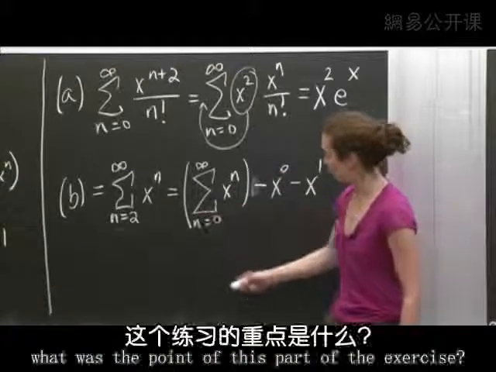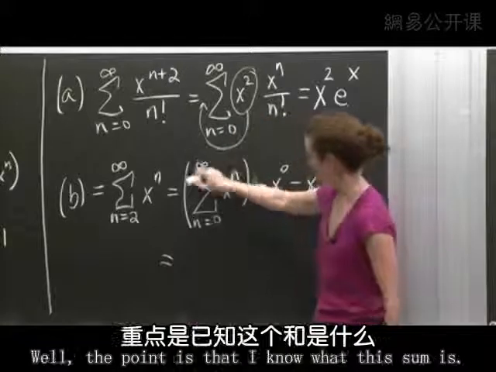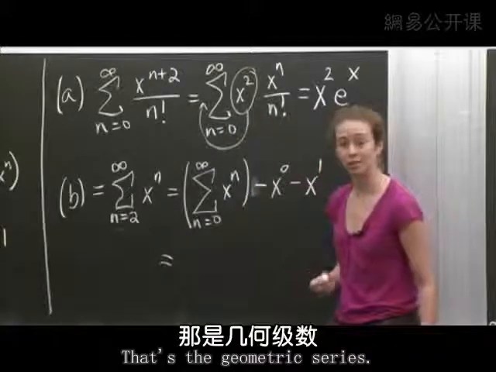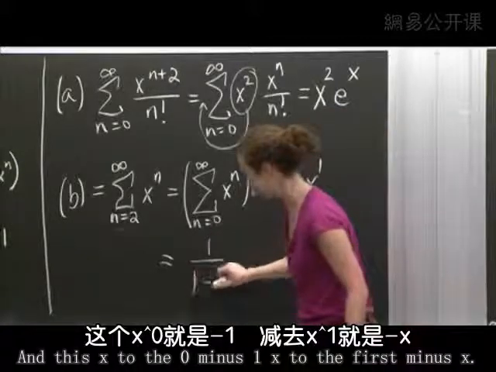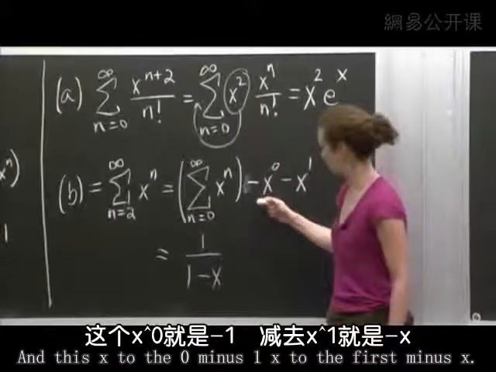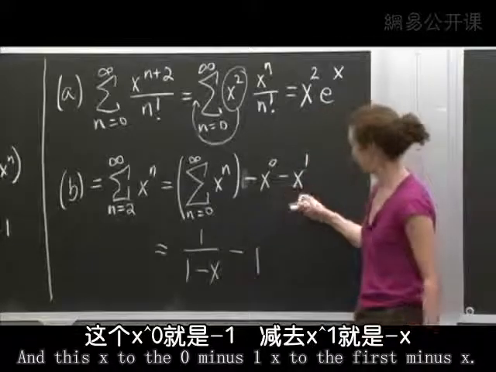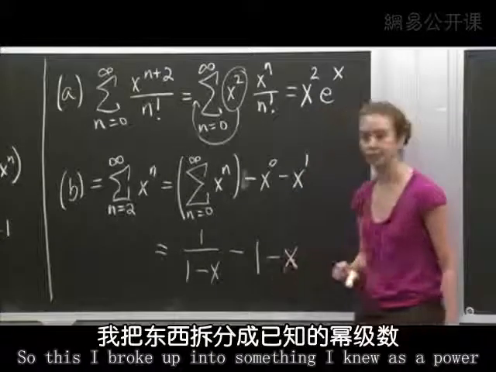So now what was the point of this part of the exercise? Well, the point is that I know what this sum is. That's the geometric series. That's 1 over 1 minus x. This x to the 0, it's minus 1, x to the first, minus x.